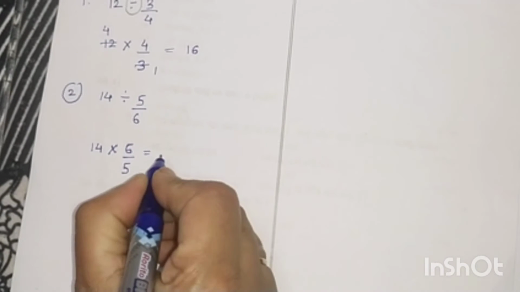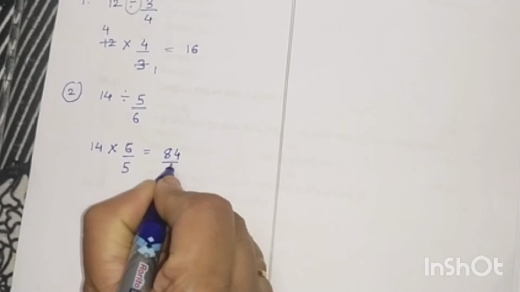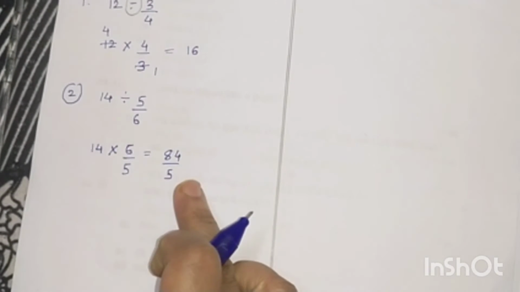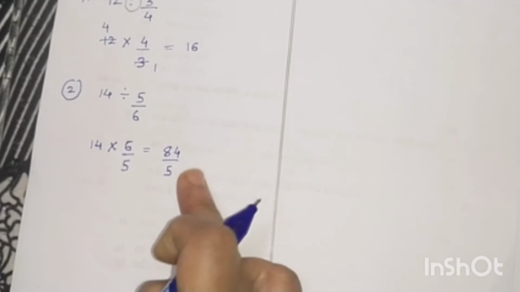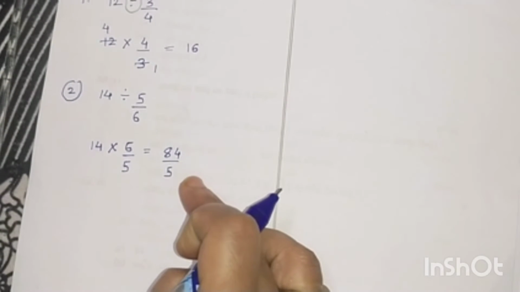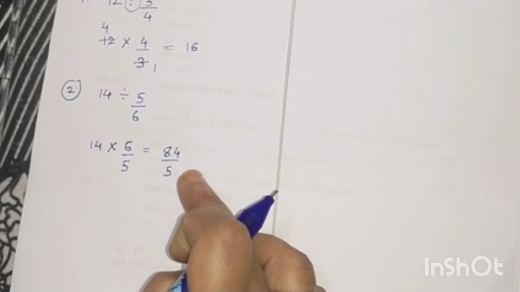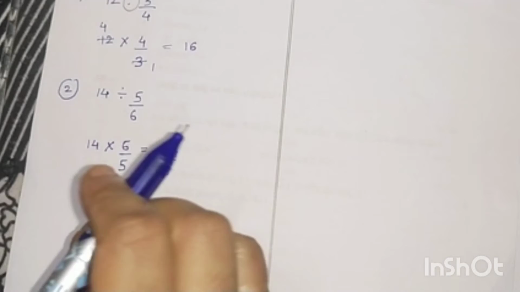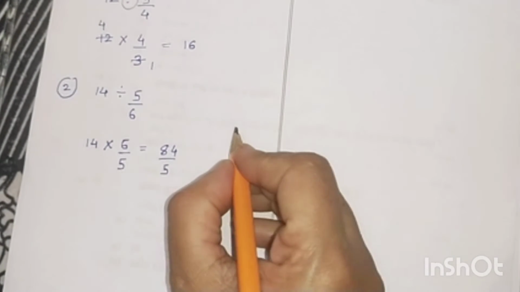14 times 6 is 84 upon 5. But can you see it is an improper fraction? 84, its numerator is bigger than the denominator. It is an improper fraction. So we have to convert the improper fraction into a mixed fraction. All of you know how to convert it? Should I show you the division?